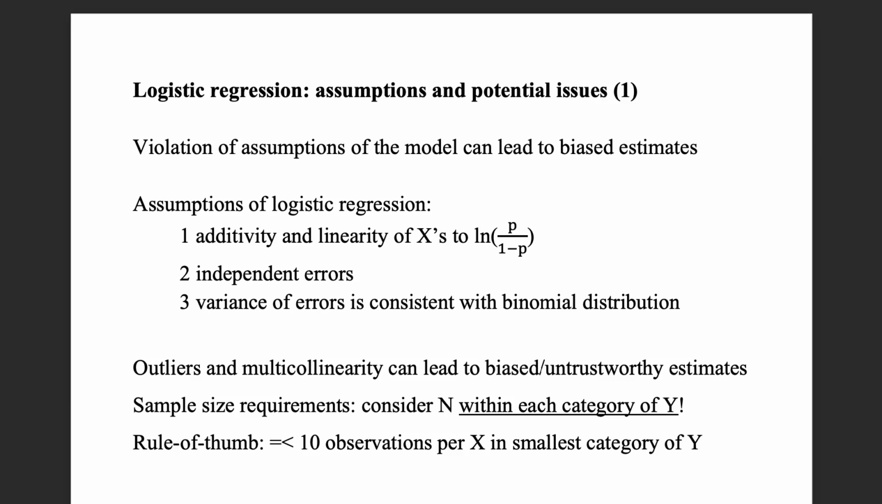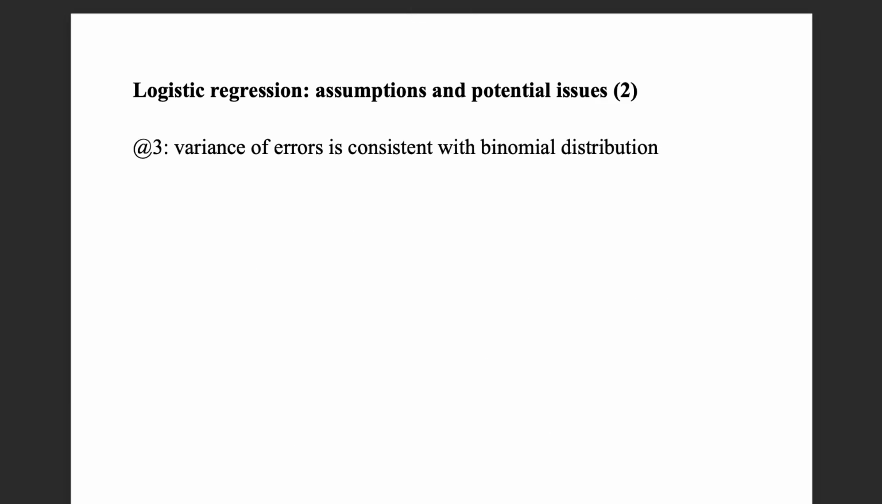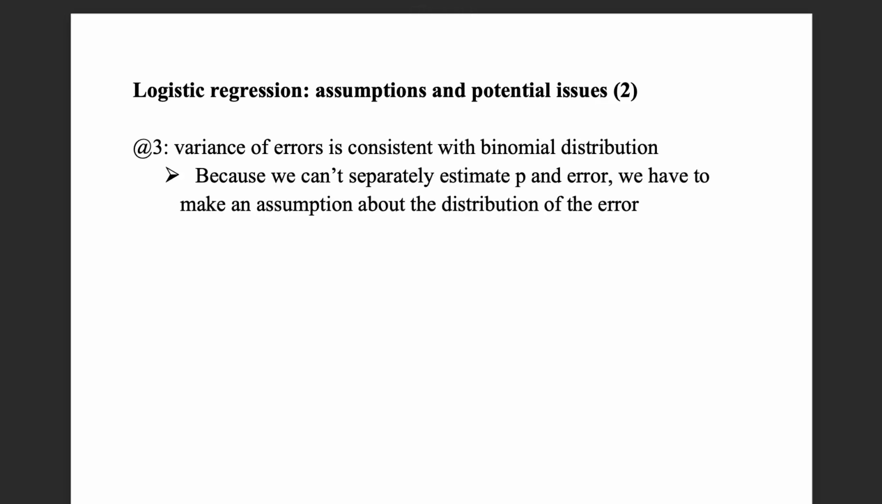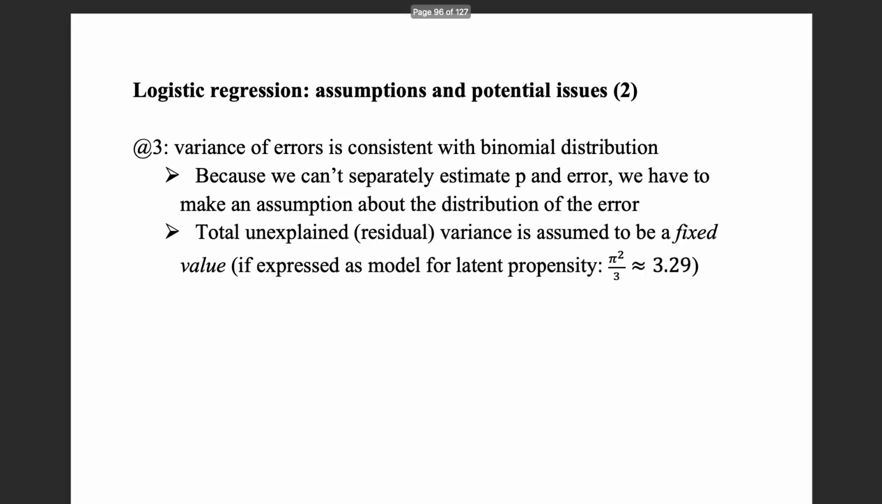So let's talk about this third assumption in logistic regression a bit further. This variance of error needs to be consistent with the binomial distribution. Why is that? What does it mean? We already saw that this is what we do assume, that our error is the error that's implied by the binomial distribution, because we need to make that assumption to be even able to find our regression coefficients. So, in other words, because we cannot separately estimate probabilities and the error corresponding to those probabilities, because we only observe zeros and ones, we have to make an assumption about the distribution of the error, as we have already seen in this lecture.